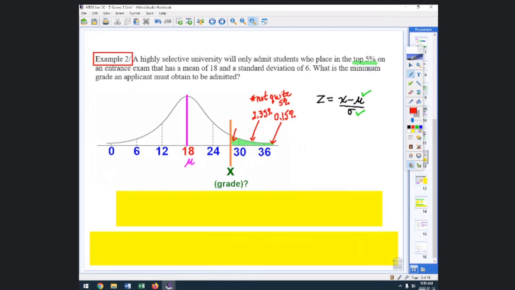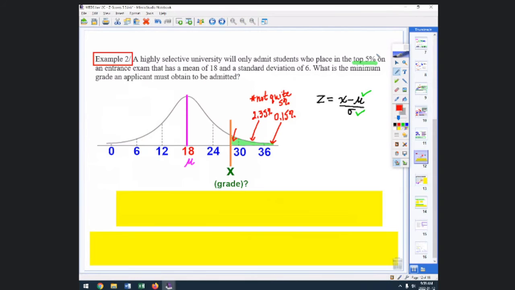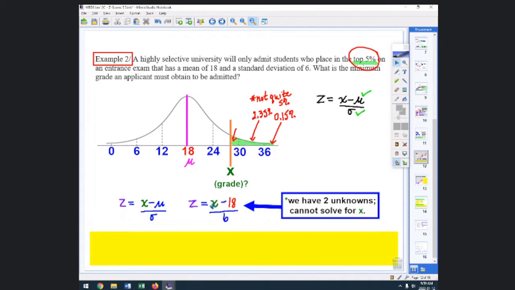But I do have a percentage, so I don't have to figure that out this time. In the previous question, it says what percentage, so I had to figure that out. This time, I know the percentage. It's the top 5%. So if I have the percentage, can I use my Z-score table to find the Z-score that I need to go with it? I have two unknowns here.